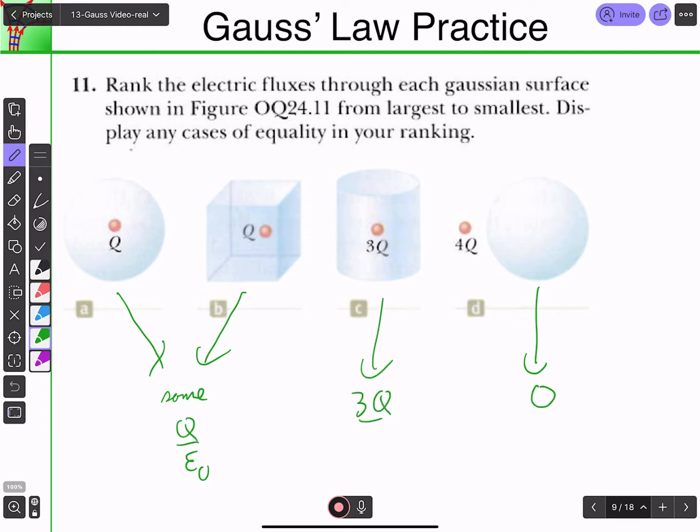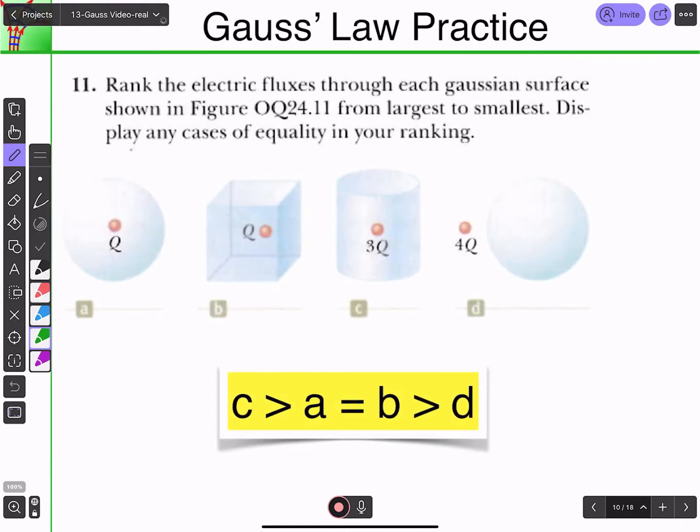This one will be 3Q over epsilon naught. So C is the largest because it has the most enclosed charge, then A and B. And then D is going to be the least because it has no enclosed charge.